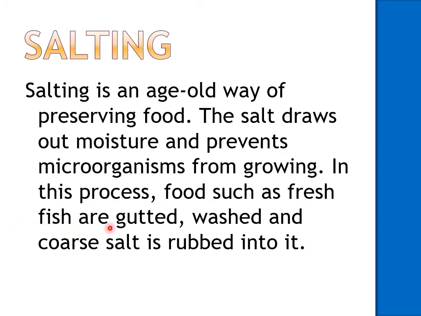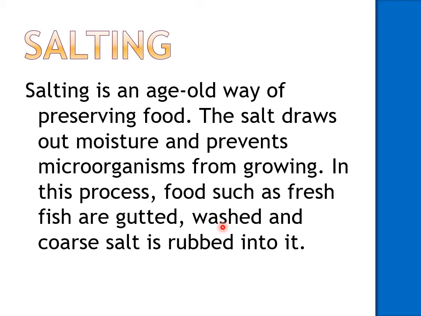A very common example is fresh fish. It is first gutted, washed, and then coarse salt is rubbed into it. So what's the meaning of gutted? It means its stomach, the gut, has to be removed, then it has to be washed properly, and coarse salt is rubbed into it. What will happen? The moisture, the water content present inside the fish body, will be absorbed, preventing the growth of microorganisms.